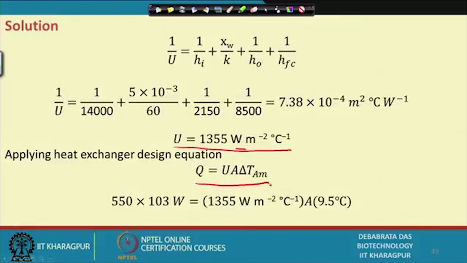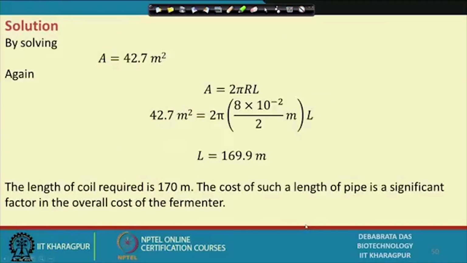Then we know the rate of heat transfer equals U into A into the temperature difference. If you put all this here, we can easily find out the area required for the heat transfer, that is the heating pipeline. Now, we know this is the surface area required, and area is 2 pi r into L. 2 pi r is the peripheral area and L is the length. From that you can easily find out the length of the pipeline.